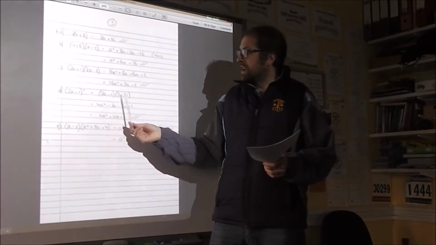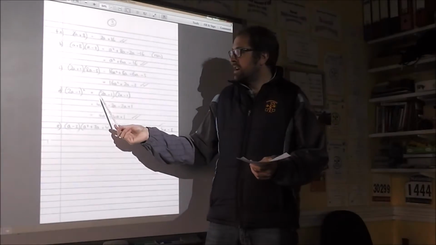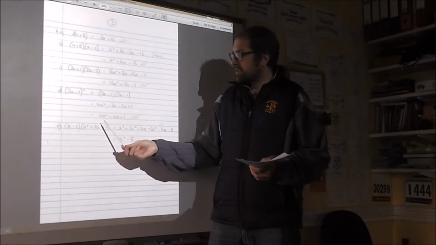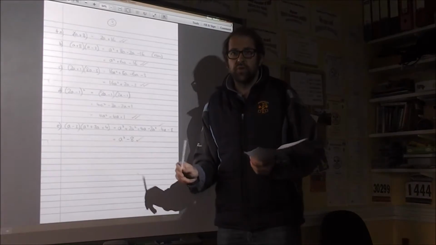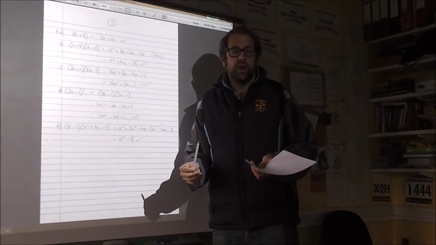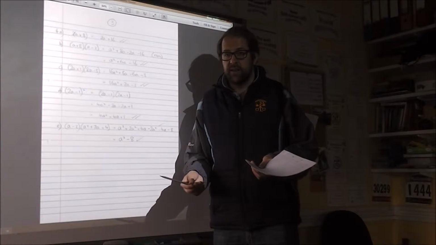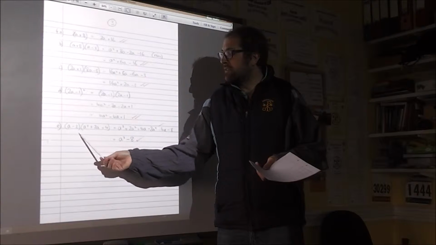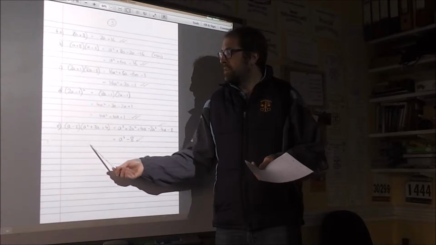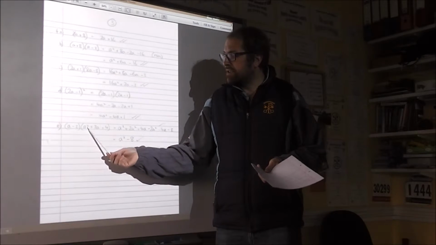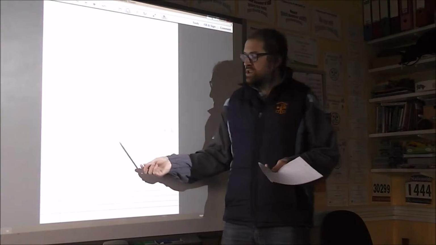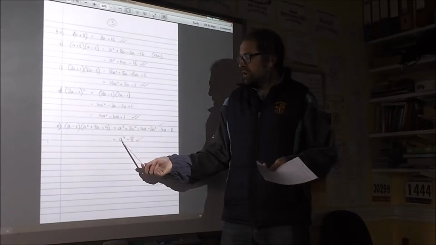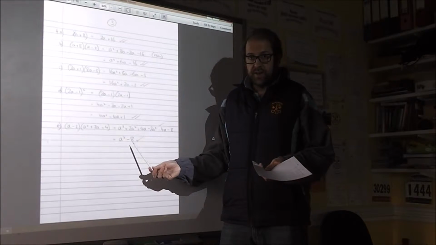With D, write it out as a square. First, outside, inside, last. Simplify. And with part E, you can't use FOIL because it won't work when there's more than 2 terms inside the brackets. So what I did, I multiplied everything by a, and I multiplied everything by minus 2, which gave me this, which simplified to a cubed minus 8.